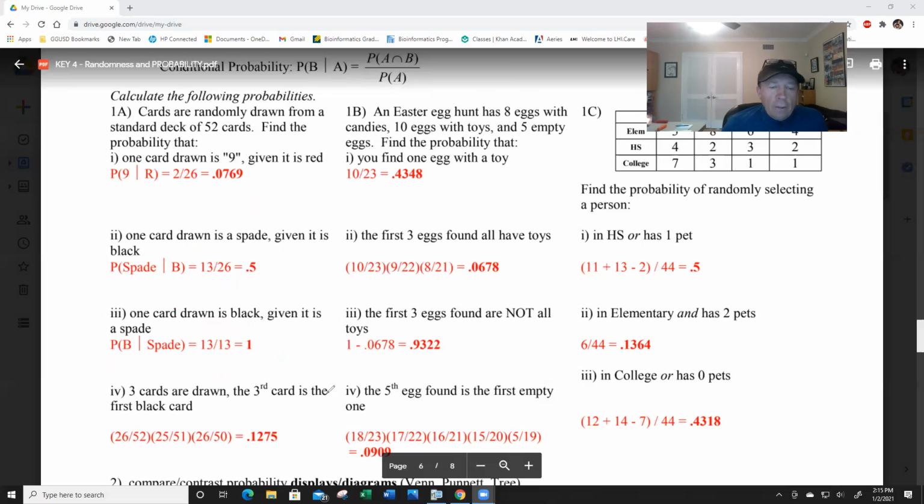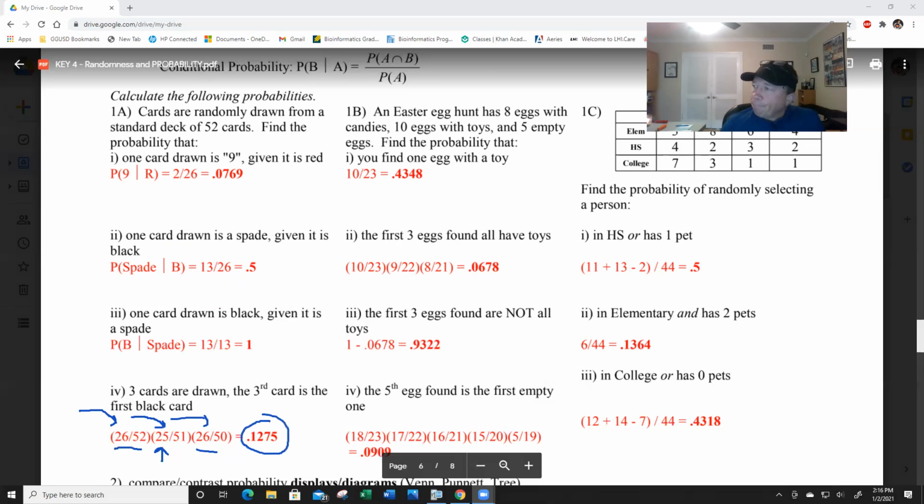3 cards are drawn. The third card is the first black. Okay, so here we go. The conditions are changing. First draw is 50-50. Then if you don't get a black on the first draw, then you have to draw another red. So this is the second red. 25 of the remaining 51 are red. Then you finally get the third one is black. There were still 26 of them left. Okay, so there we go.